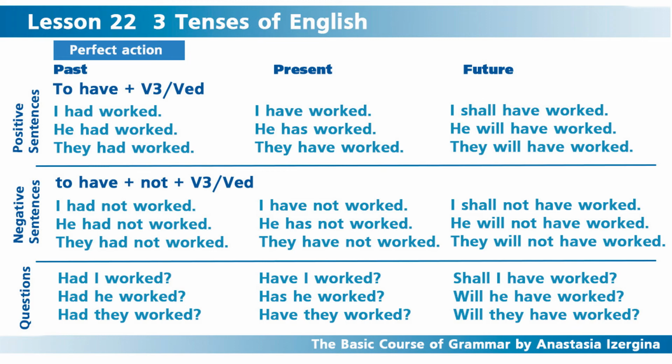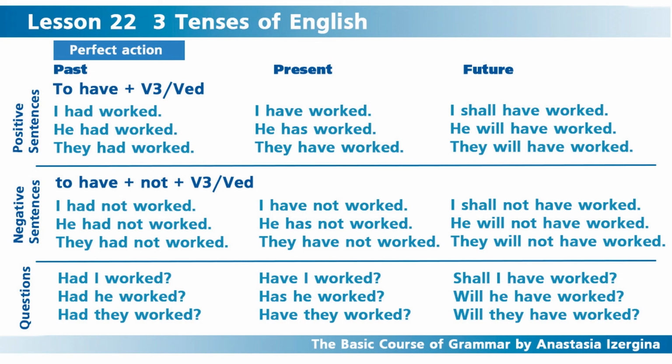Let's see the examples. I had worked. He had worked. They had worked. This is past tense. Present tense. I have worked. He has worked. They have worked. And the future. I shall have worked. He will have worked. They will have worked.